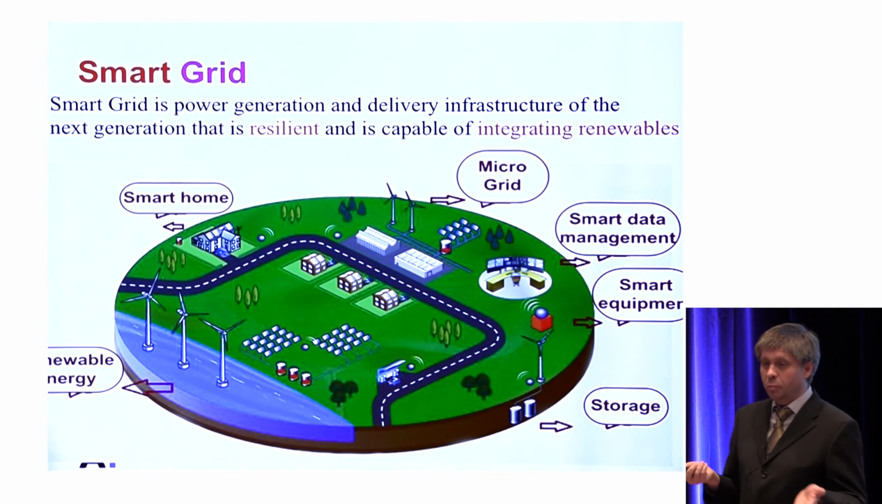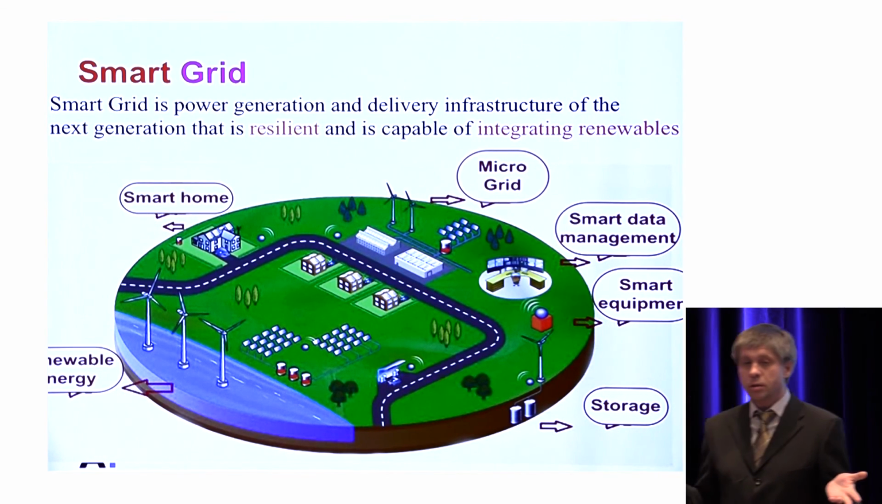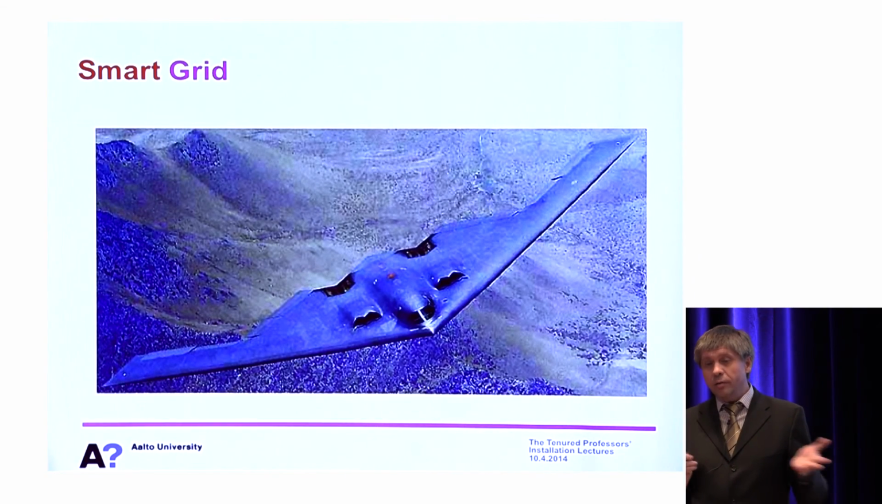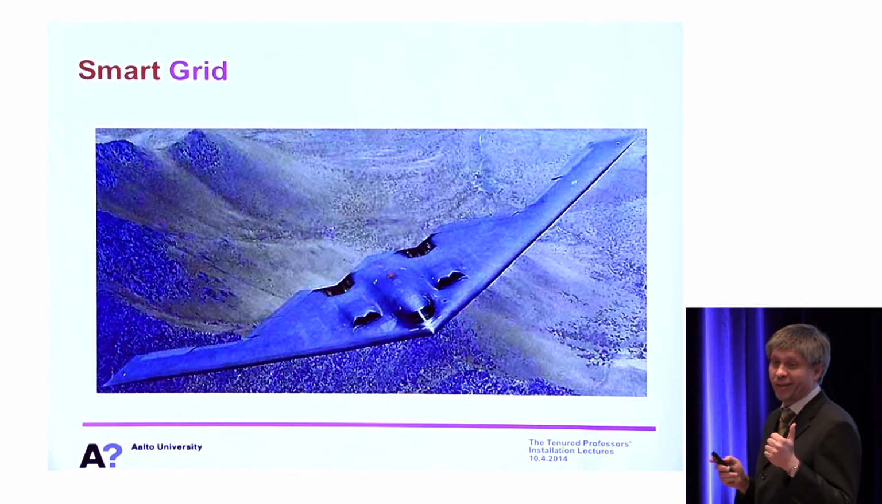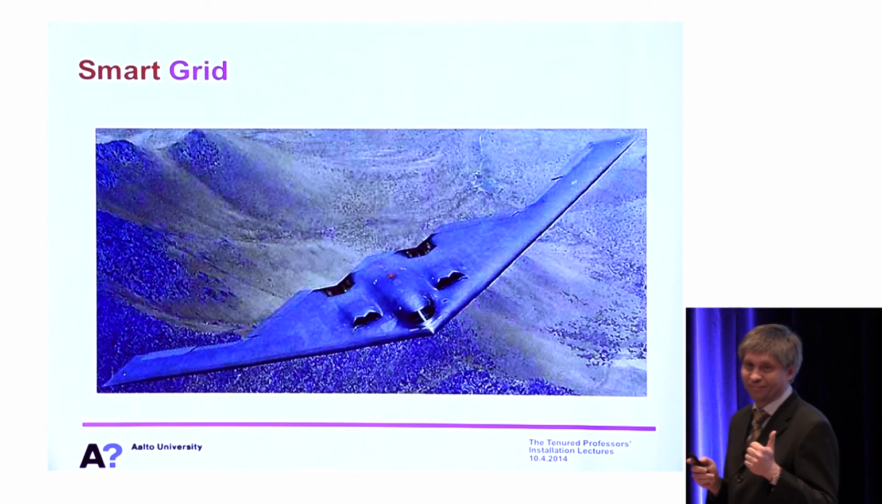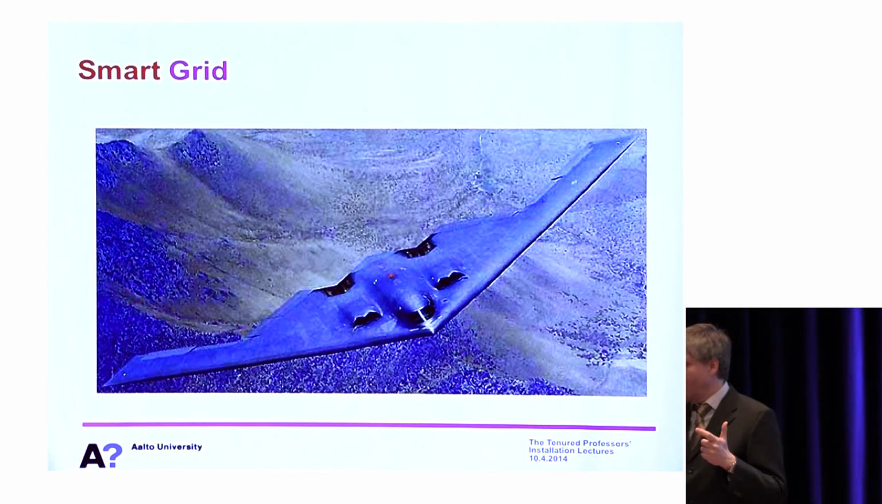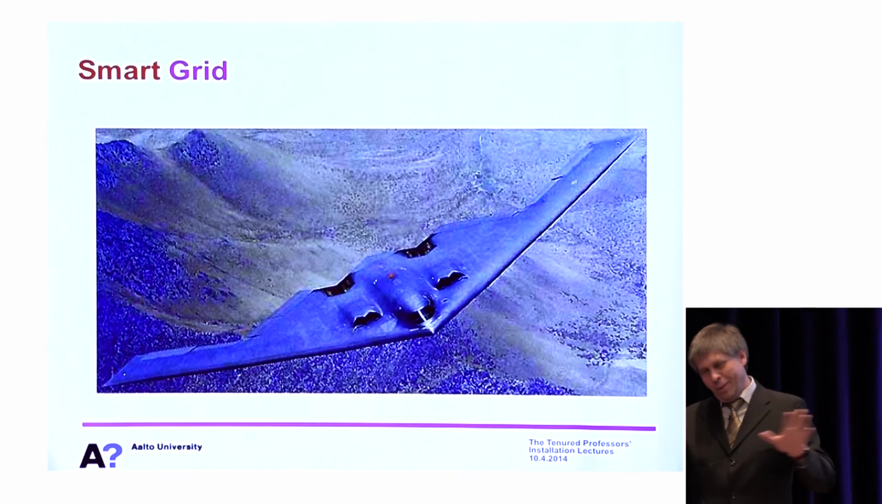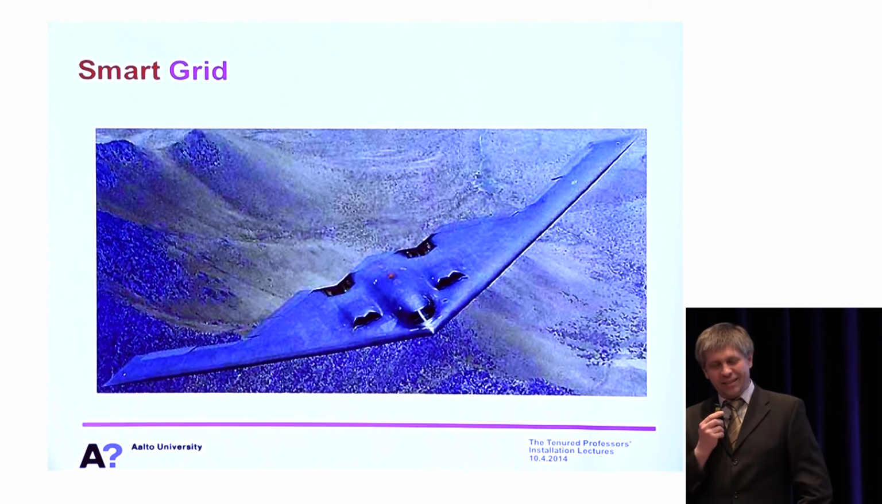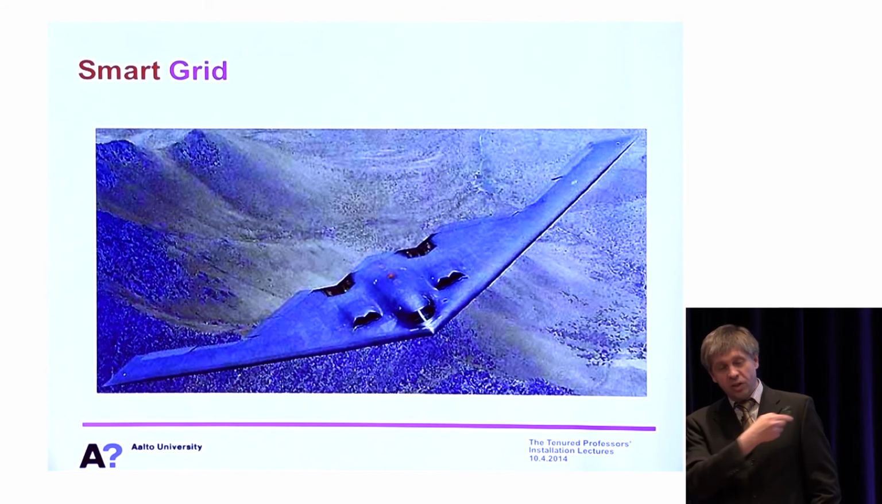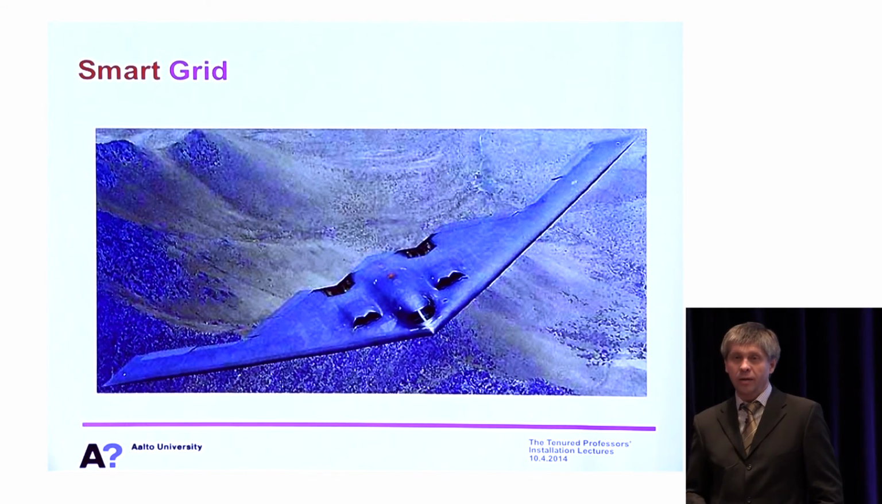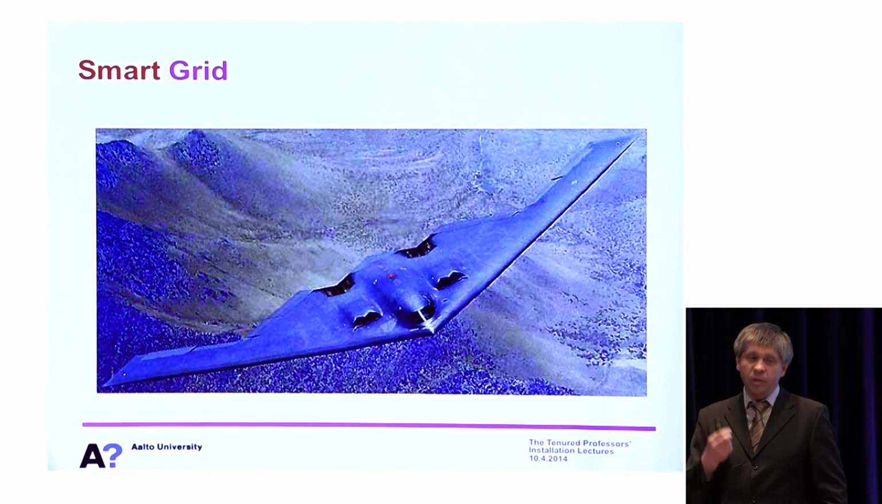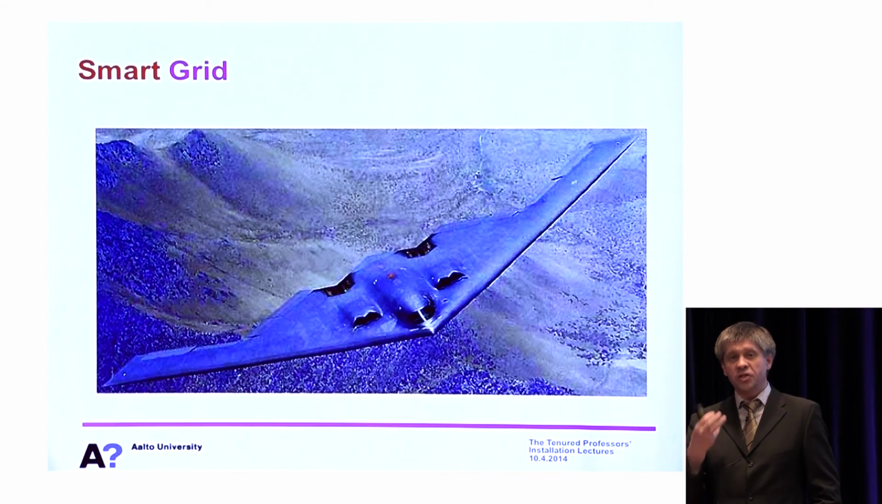The very same approach can be applied in different application sectors, like, for example, smart grid. Smart grid, in a way, is similar to this creature, which is a B2 bomber. I'll tell you why it is similar. I don't want to make a quiz. In my view, it's similar because this creature cannot fly. Although you see it's flying, aerodynamically it's an unstable thing. It would not be able to fly if it was not equipped with a very sophisticated control system. So if you cut down the power, it will immediately drop down like a brick.